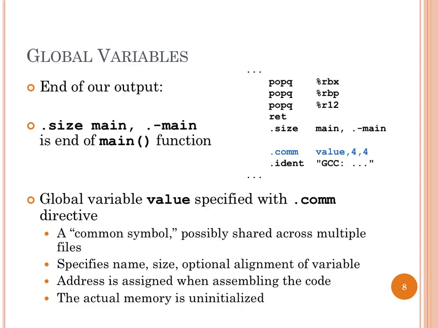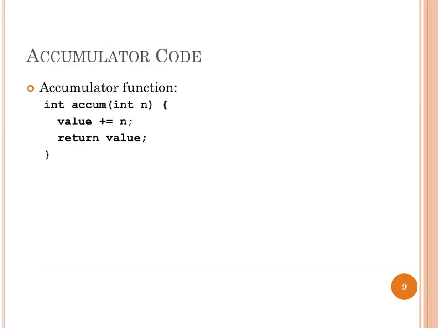So again, we're just looking at how the compiler does this. Don't worry, you never have to actually create a global variable in your assembly code. What we'll expect you to do is just write functions that have local variables and arguments. Thankfully, that's all you have to do. Okay. Let's see, accumulator code.